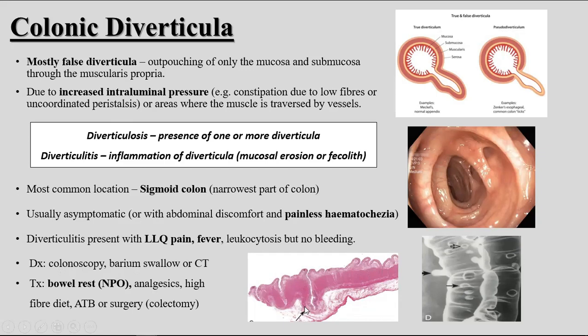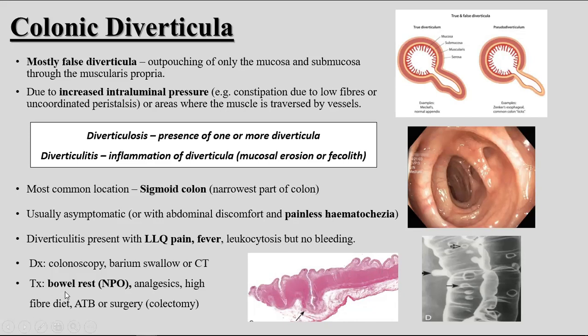Here you can see the histology image of a diverticula. So here you can see the muscular layer is staying in its anatomical position, but the mucosa and the submucosa is kind of diving down. So this is the histological image of a false diverticula.